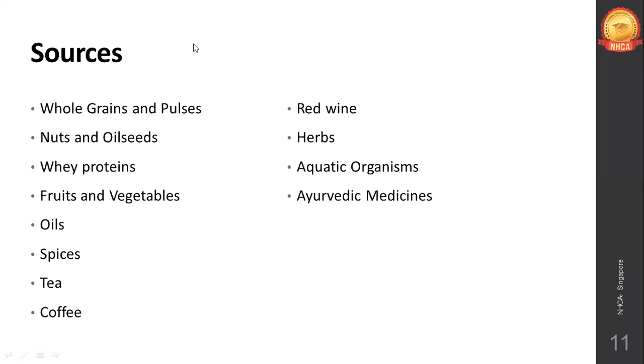MCT stands for medium chain triglyceride. When we discuss the topic of lipids in detail, we'll discuss MCT also. I'll give you some examples as well. Just type MCT oils in Google. You will get which brands are selling MCT oils. You can buy that from the supermarket.